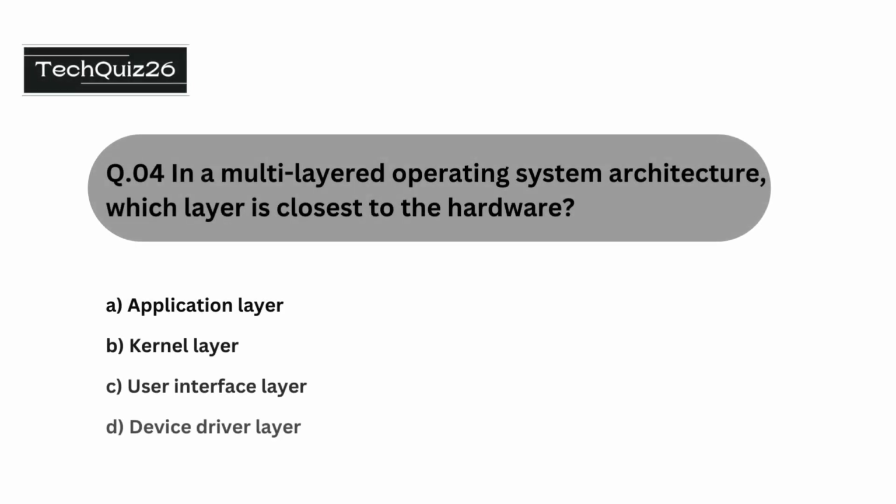Question number 4 is, in a multi-layered operating system architecture, which layer is closest to the hardware? The options are application layer, kernel layer, user interface layer, device driver layer. The correct option is kernel layer.